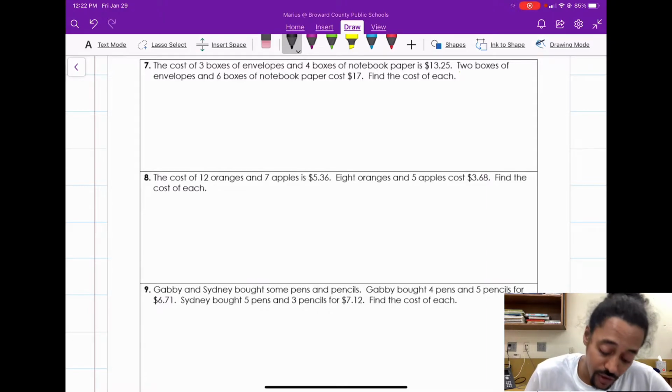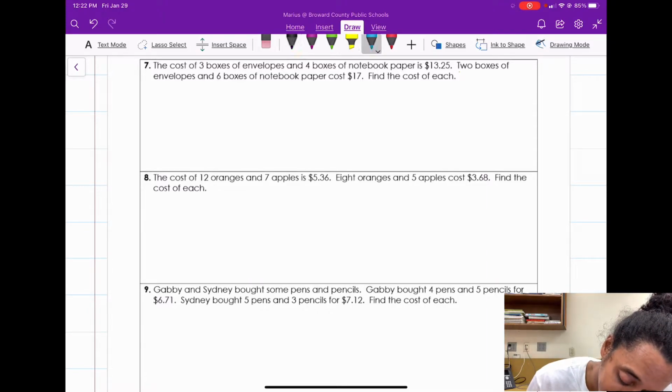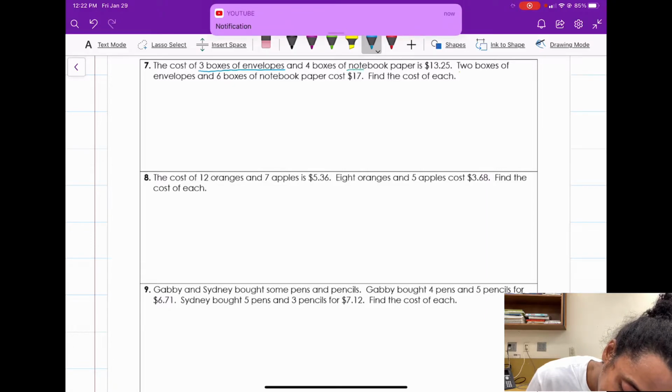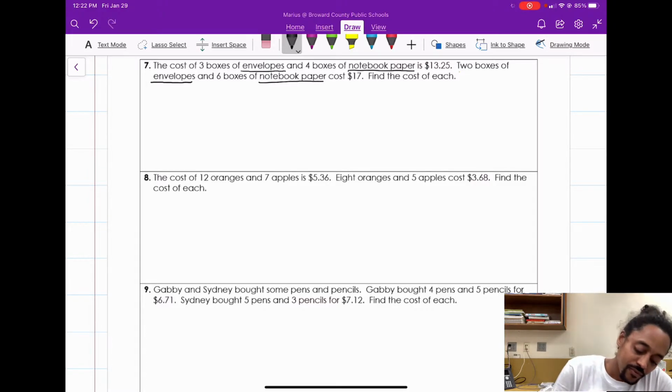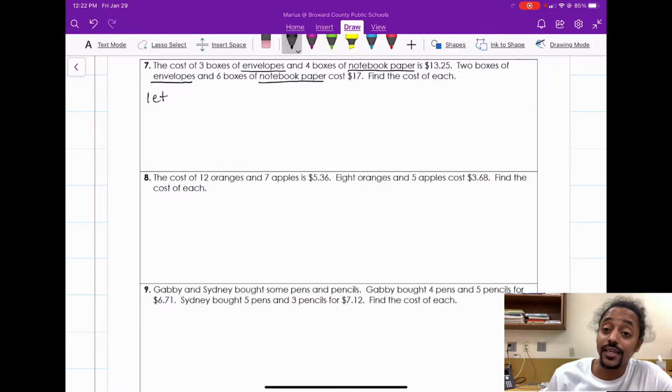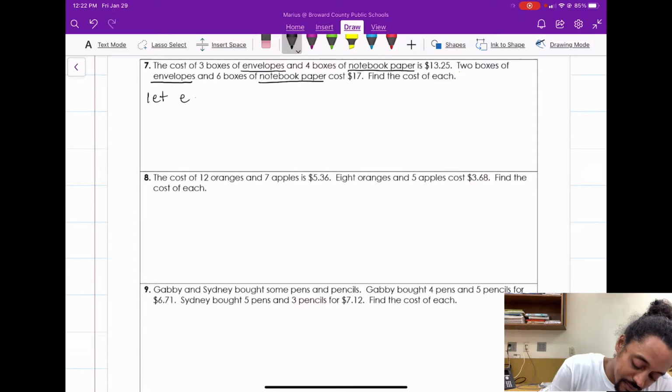All right, well, first we need to define our variables. So in both sentences, they talk about boxes of envelopes, right? And notebook paper. And I'll underline that again. We need to do that in black, because when we define our variables, we do it in black. So envelopes, notebook paper. And I'm going to use the letter E for envelopes, okay? So let E represent envelopes.